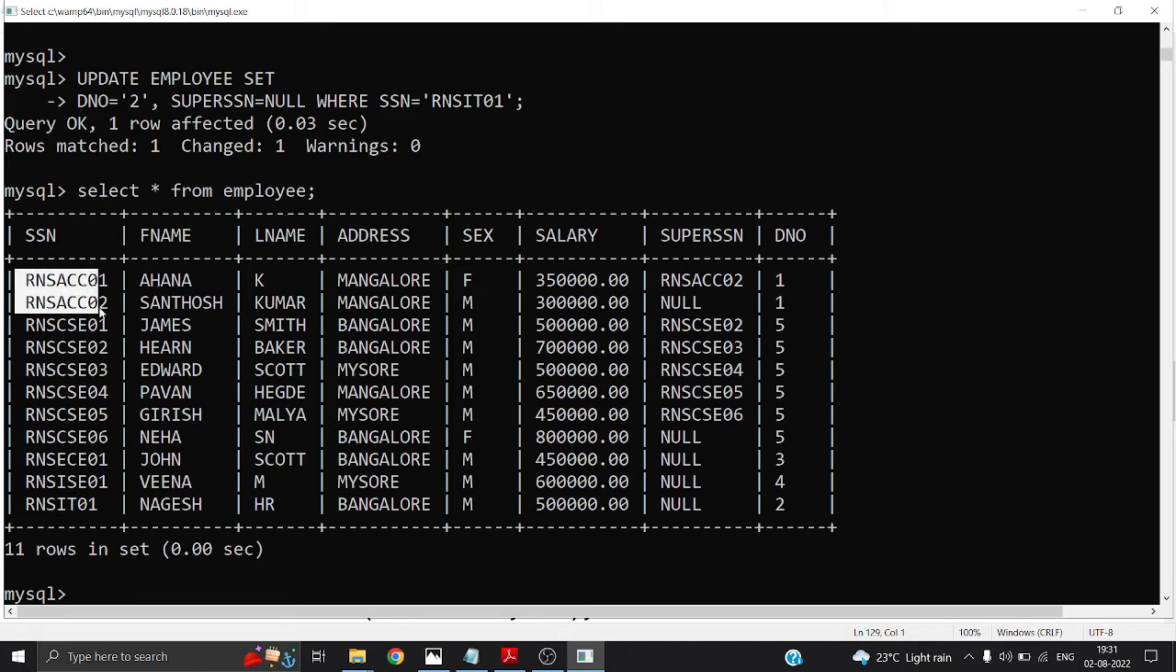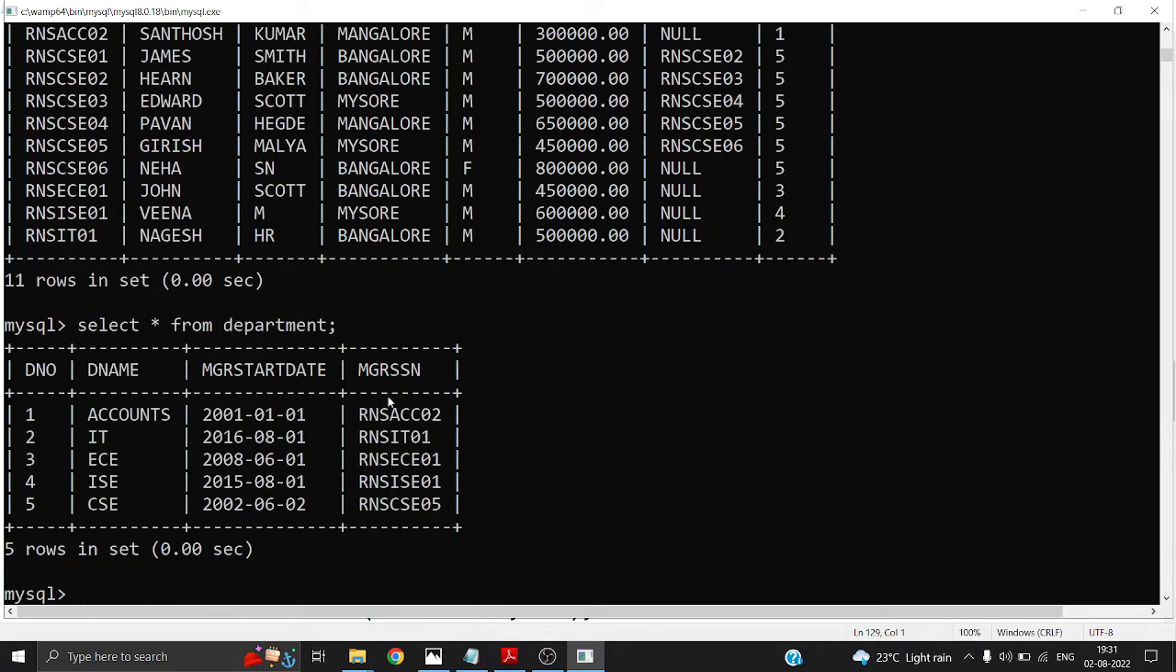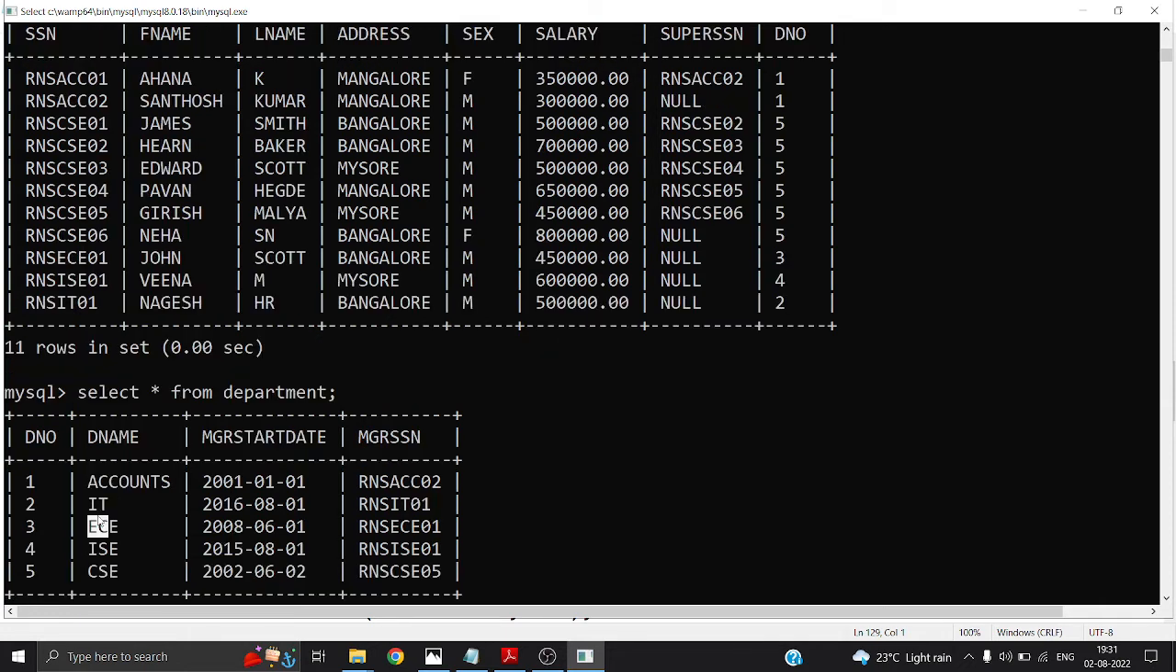There are 2 employees who are working for the accounts department. So here you can see, these 2 employees are working for the accounts department. I also just wanted to show the department details so that I can get an idea. Okay, so in the departments you can see there are totally 5 departments. The first department is accounts, second is IT, third is EC, then ISC and CSC. Totally 5 departments. So now you can see the first 2 employees are working for the accounts department.